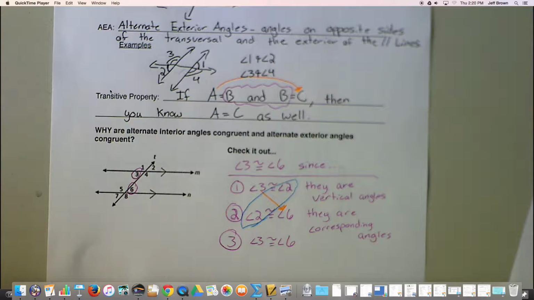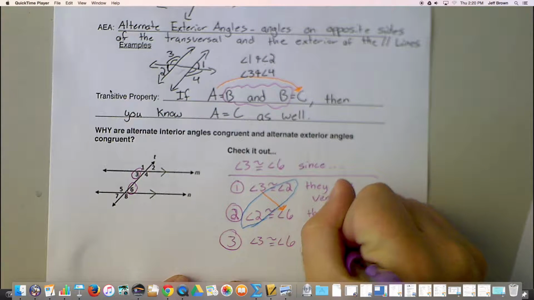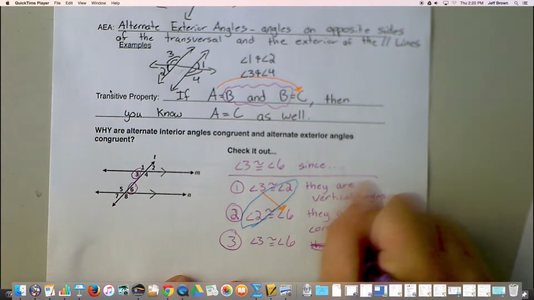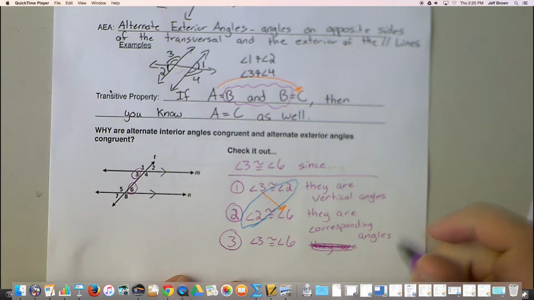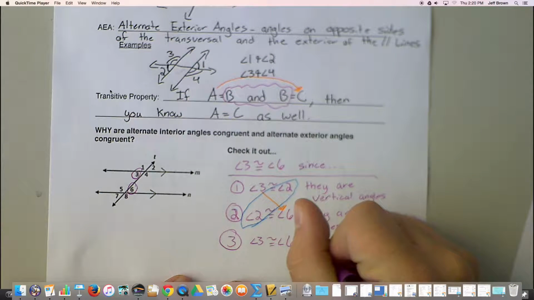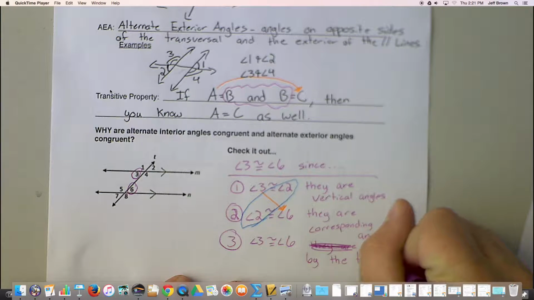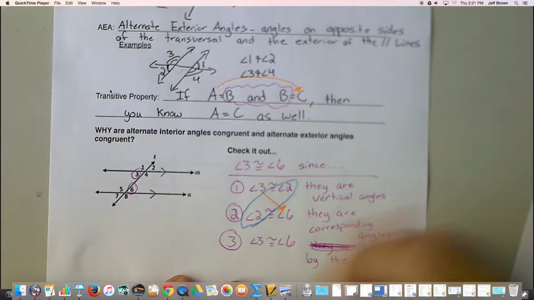And so what I can say here is that these two are congruent because they are, in fact, I'm sorry, that's not what I want. I don't want to say they are. They're not anything special. Okay? I'm going to say that they're congruent by the transitive property. Alright, and that would finish this up.